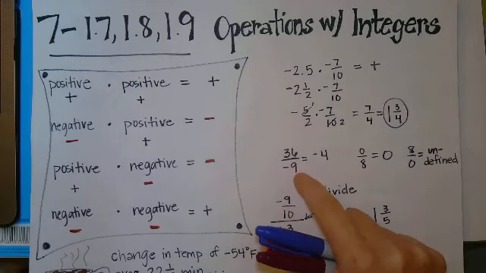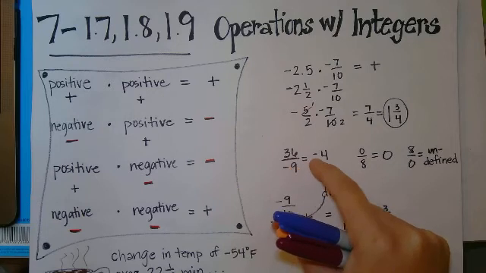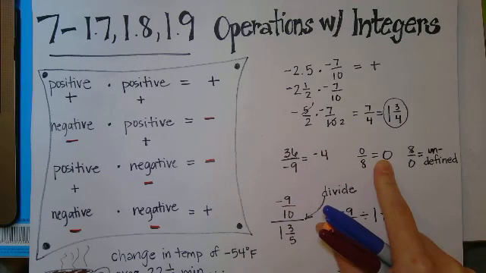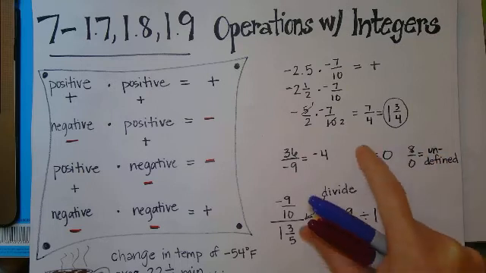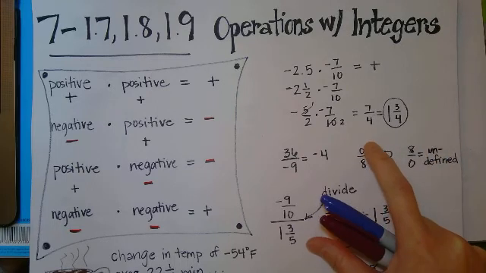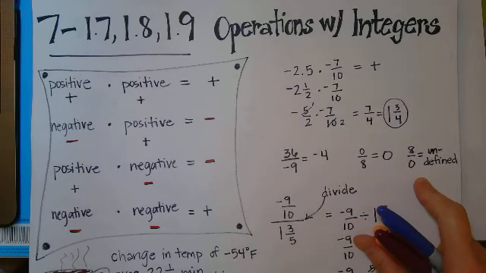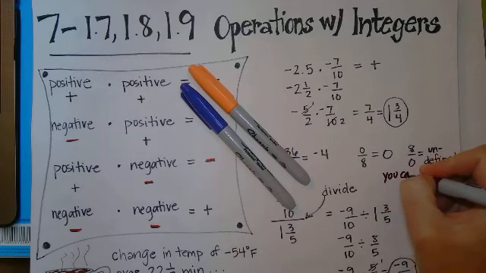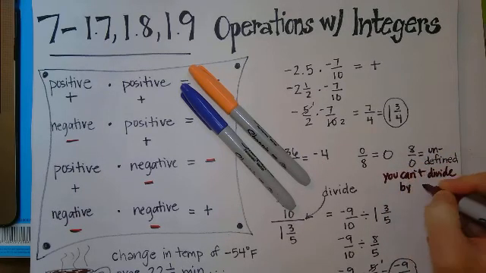So look at this example, 36 divided by negative 9. Positive divided by negative, we know the answer is going to be negative. 36 divided by 9 is 4. It's as easy as that, you guys. 0 divided by 8 is 0, but 8 divided by 0 is undefined. I wanted to make sure I got that in because we can have 0 divided by a number and get 0, but we can't divide by 0. So you might want to write in your notes, you can't divide by 0.